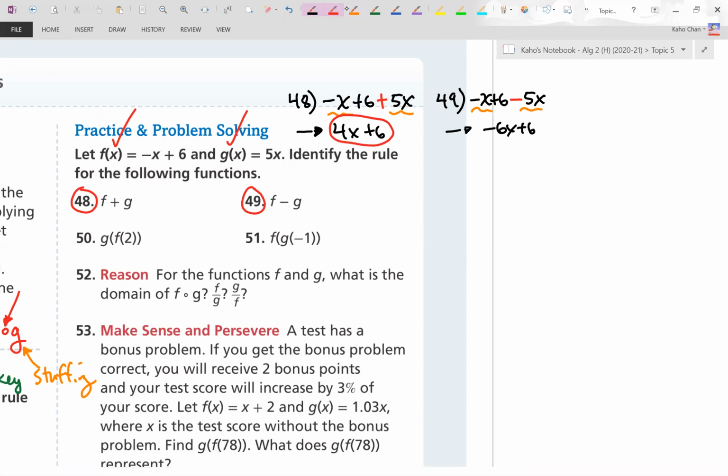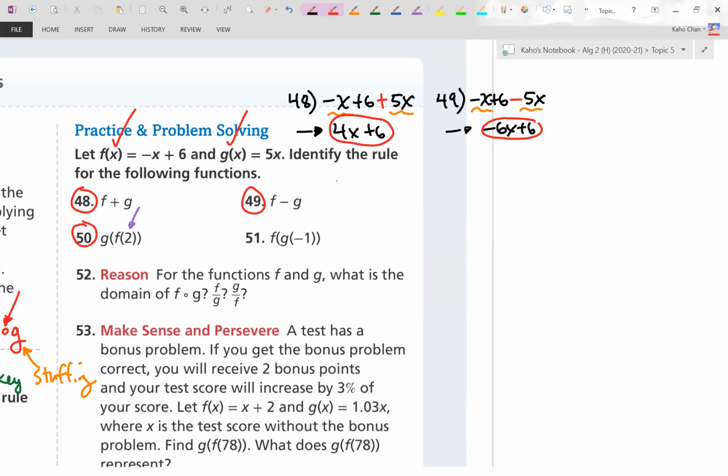And there's your answer for number 49. Woo! 50, 51. It's interesting. They don't ask us to use letters. They ask us to plug in a number inside f and that answer inside g. Okay, so that's the progression. f of 2 means plug in 2 for f and then take that answer and plug it into g last. That's the progression, inner to the outer side.